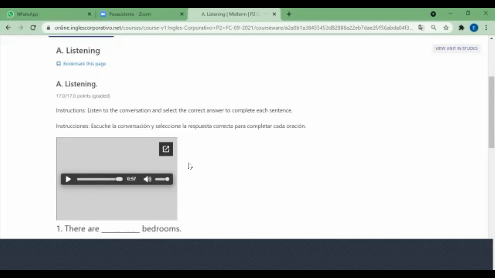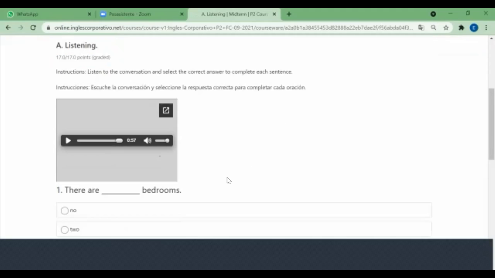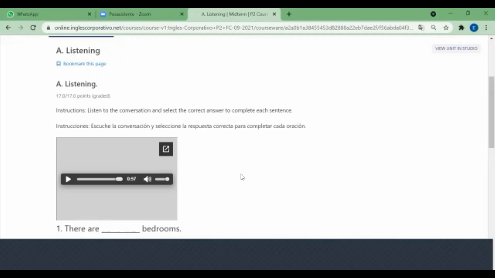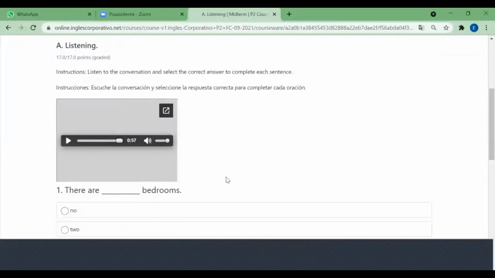Okay, how many bathrooms are there? How many bathrooms are there in the new house? There are 3 bedrooms. Hay 3 dormitorios. Bathrooms. ¿Lograron escuchar cuántos baños? 3 bathrooms. Okay, listen.